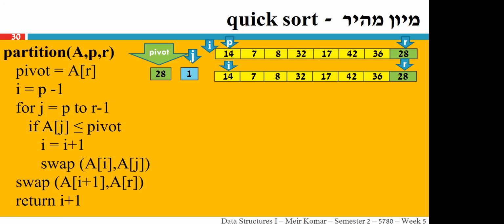What am I doing now? What am I swapping? Somebody help me? Somebody else want to help me? What am I doing? I'm swapping him with himself. Swap AI. This is AI, and this is also AJ. I with J is equal to 1. Swap him with himself. Okay.